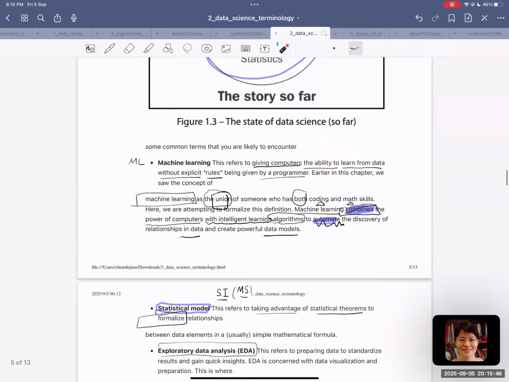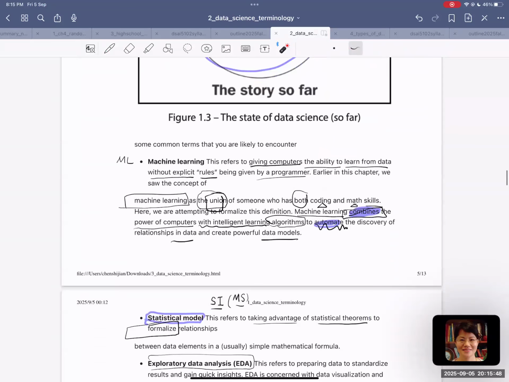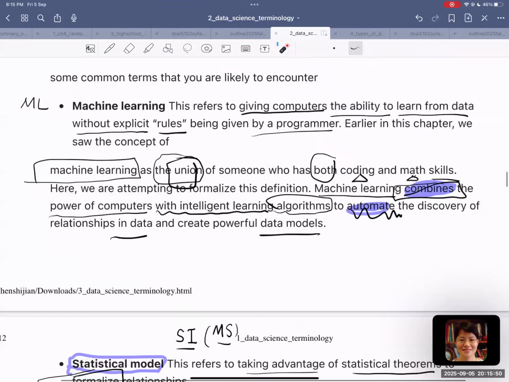And next, we want to say more about machine learning. This is a key part, particularly for our group projects. We have to use machine learning. Look at this one. Machine learning means what? It means giving computers the ability to learn from data without explicit rules being given by a programmer.